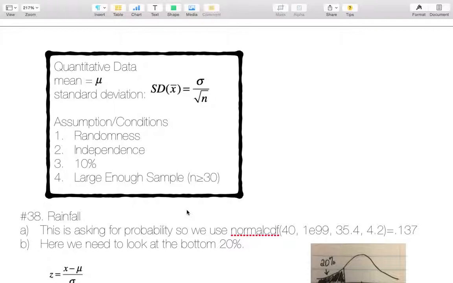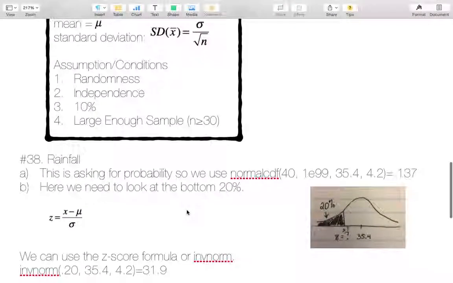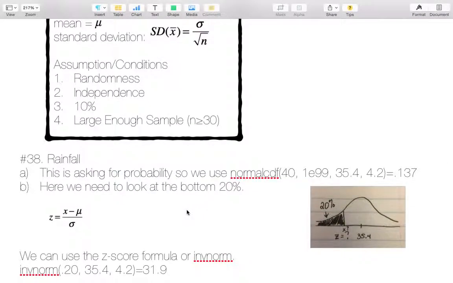All right, number 38 is a lot more comprehensive problem, and it's a good one to look at. You'll probably have a homework quiz kind of like this, so pay attention. Number 38 starts off and says, I'll just read it to you. Statistics from Cornell's Northeast Regional Climate Center indicate that Ithaca, New York gets an average of 35.4 inches of rain per year, with a standard deviation of 4.2 inches.